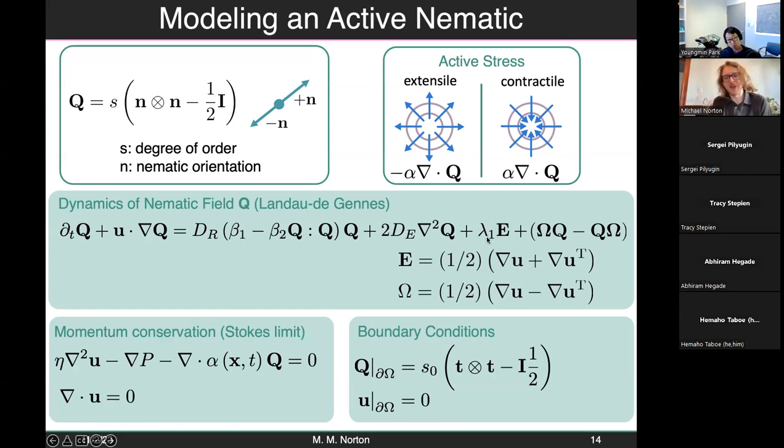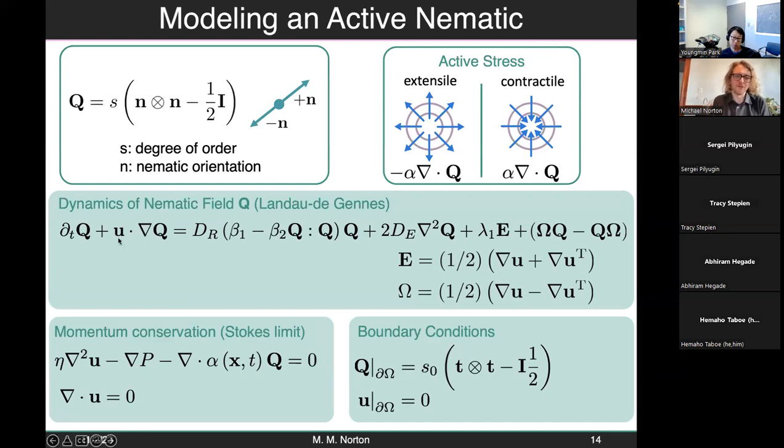And so what you should imagine here is that if you have some ideal extensile flow, the rods will tend to align with the principal axis of that flow. We have rotation, so just being rotated by the vorticity of the flow, that's given by the omega term. And then this free energy term governs the creation and destruction of nematic order. And this is important near the defect cores where you have low nematic order.